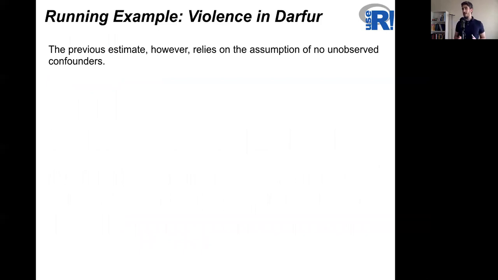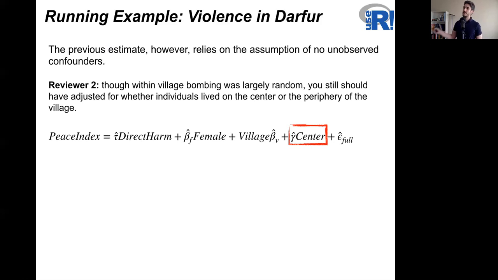The previous estimate, however, relies on the assumption of no unobserved confounders. And of course, as usual, not all investigators may agree with this hypothesis. For instance, after you write up your results and submit it to a journal, you will find out that reviewer two thinks that although within village bombing was largely random, you still should have adjusted for whether individuals lived on the center or the periphery of the village. That is, you should have run a regression that further adjusts for the covariate center.